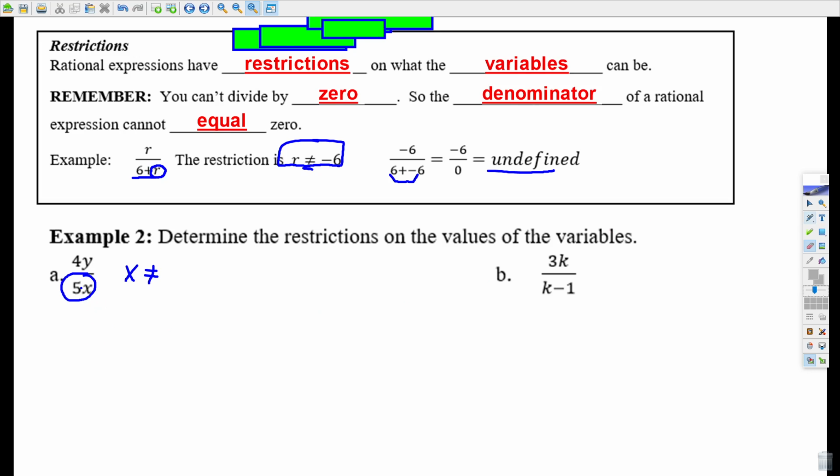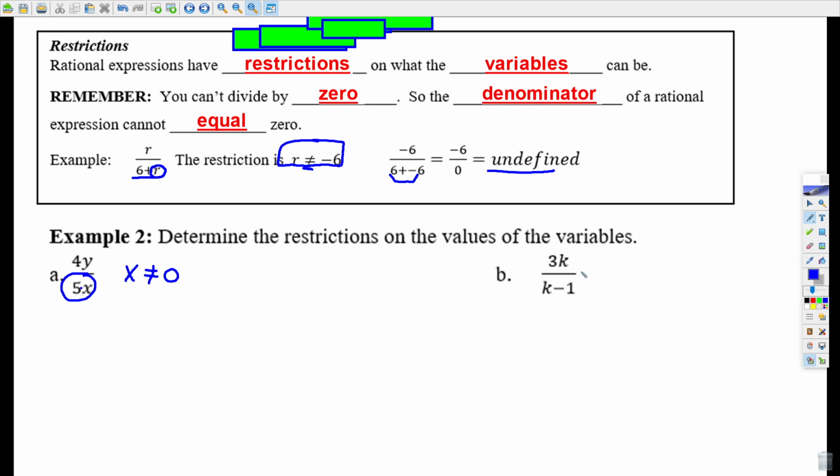If you think about it, 5 times a number to make it 0, that number would have to be 0 as well. So the only way to multiply two numbers together and get 0 is if one of them is going to be 0. So that would be a restriction. X cannot be equal to 0. Anything else you want to plug in there is fine.